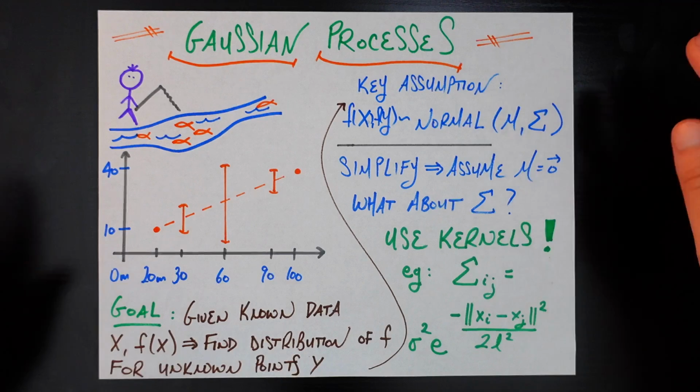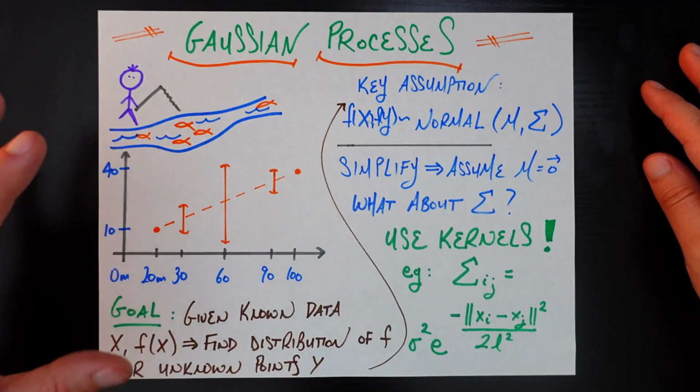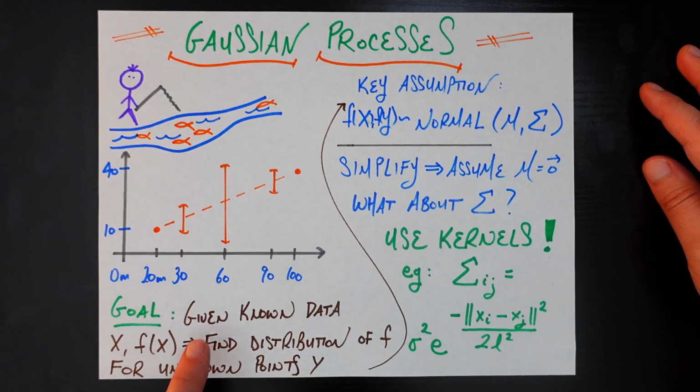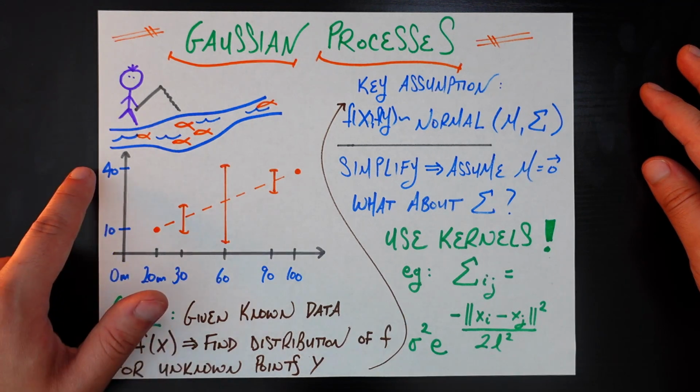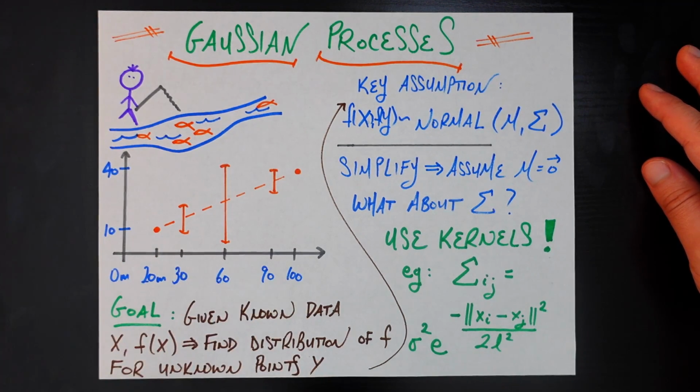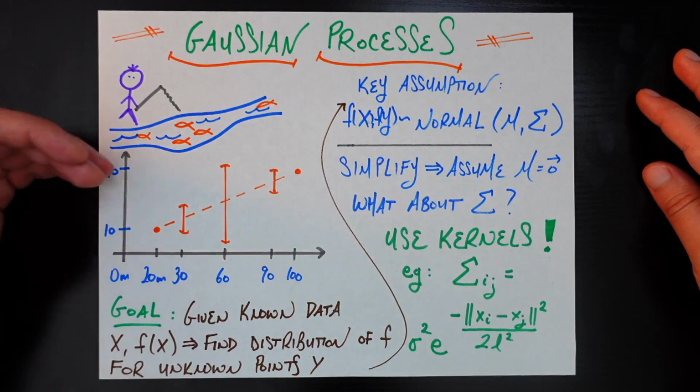And so basically our goal is codified in that story that I just told. Given some known data, here the fact that we have 10 fish at 20 meters down the river and 40 fish at 100 meters down the river, that known data is going to get encoded as x, which is the 20 and 100 meters, the x-axis here, and f of x, which is going to be the number of fish that we catch.